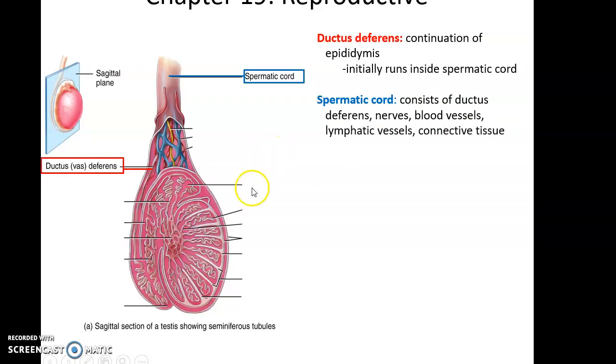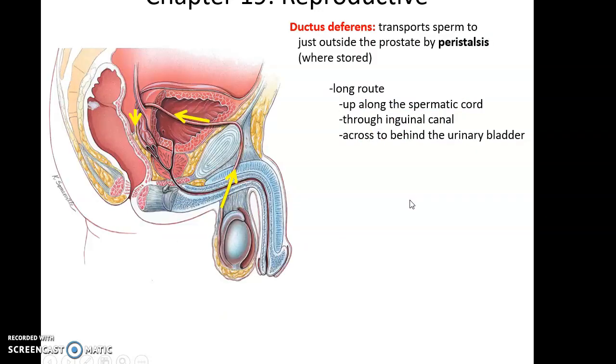Ductus deferens, continuation of the epididymis. It runs through the spermatic cord, which is found within the scrotum. Again, as I mentioned, the spermatic cord has the ductus deferens, nerves, blood vessels, lymphatic vessels, and connective tissues. Again, the testes are alive. They need to be connected to the body.